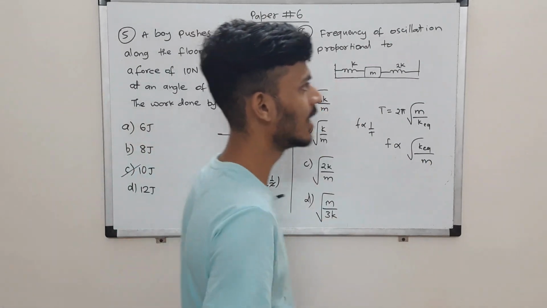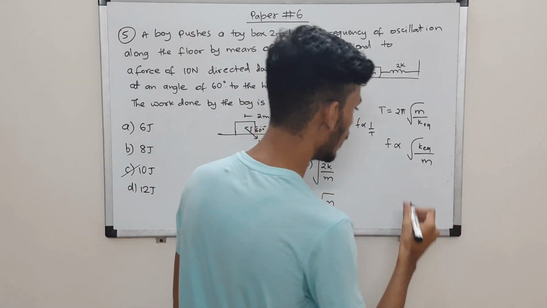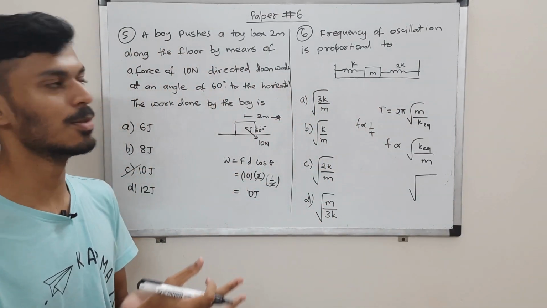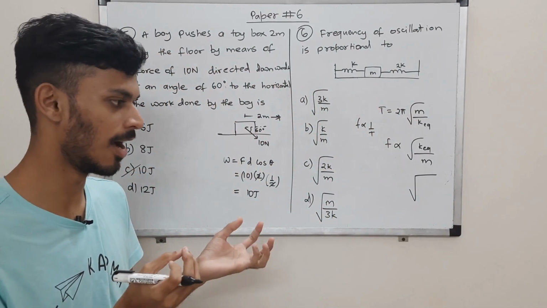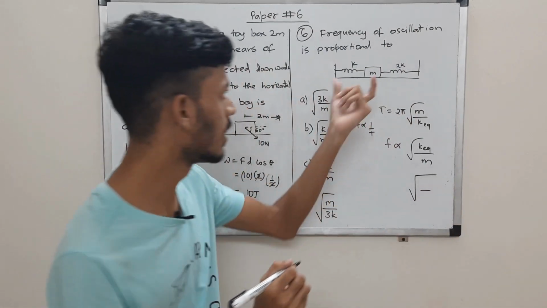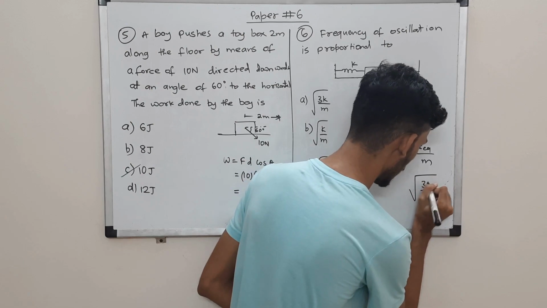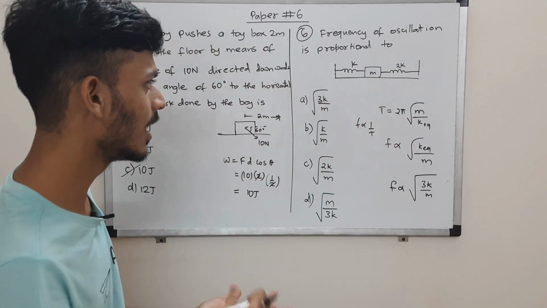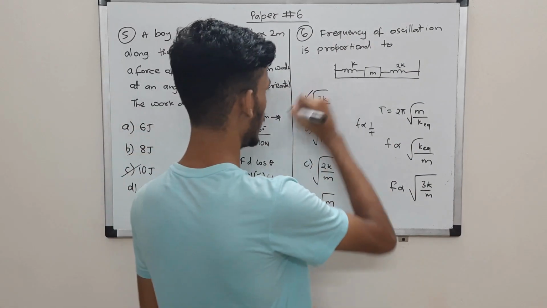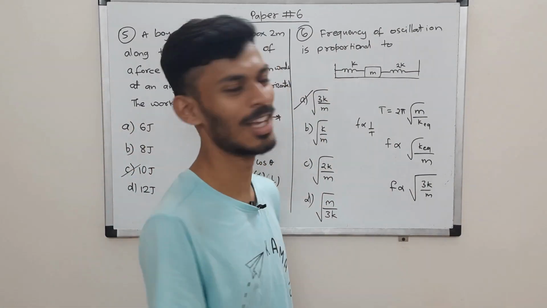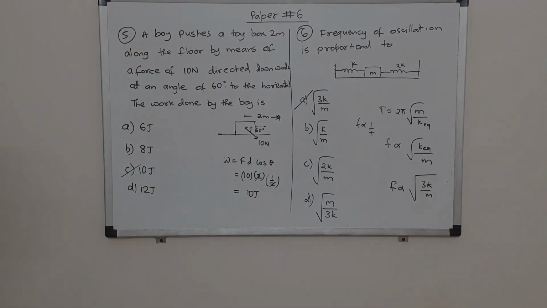What is k equivalent? I told you that they are in parallel combination. So in parallel combination, the springs you have to just add, right? You have to add their spring constants. It's just like capacitor. So 2k plus k, that will be 3k. So your frequency is proportional to the square root of 3k by m, which is option A. Mind you, they are in parallel combination.